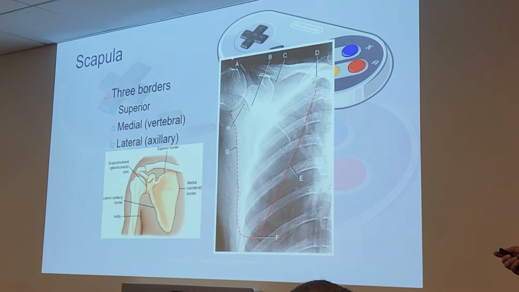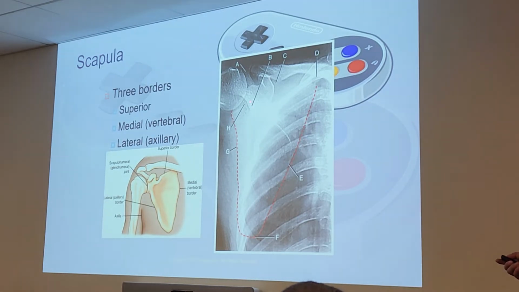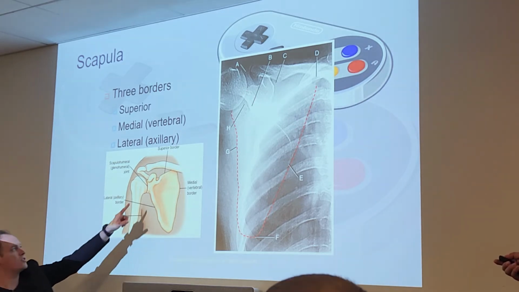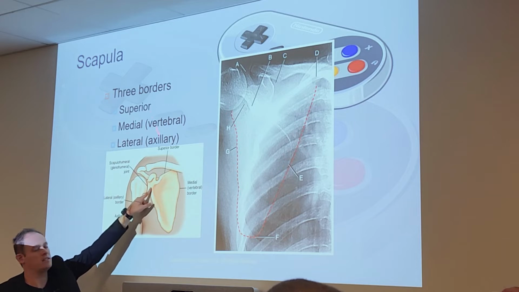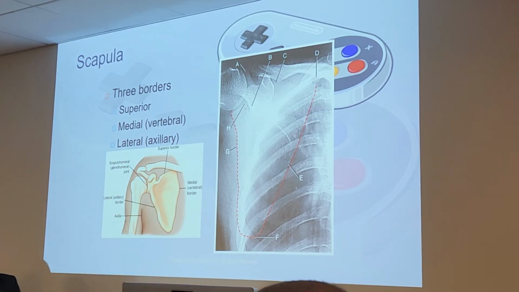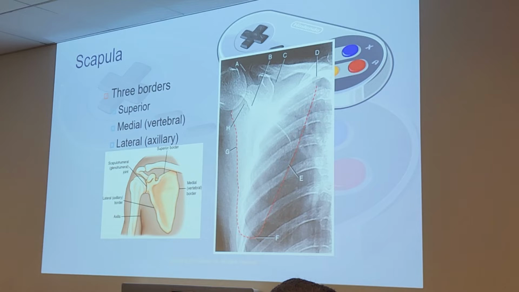It's the acromion right there. What about B? That's the whole corner. Yes, this portion. That's the neck. The neck. Good job, Moses. What about C? Anybody see what C is referring to?